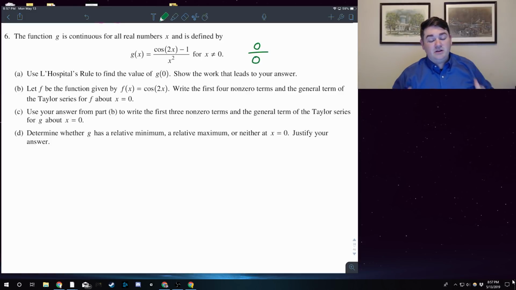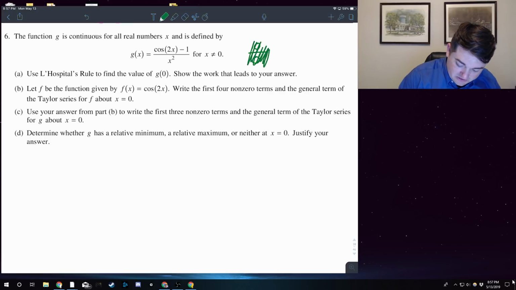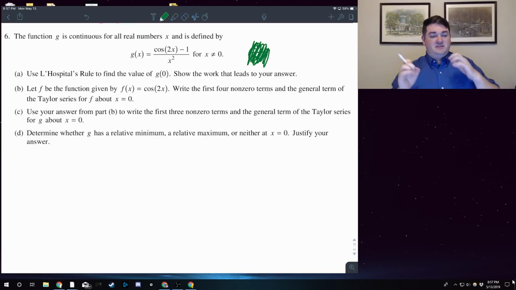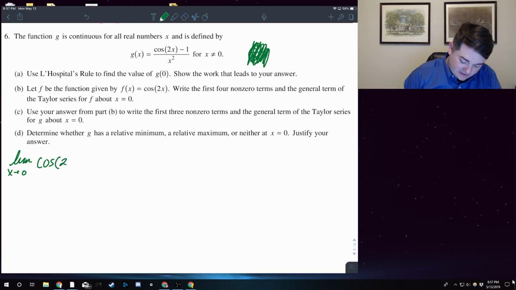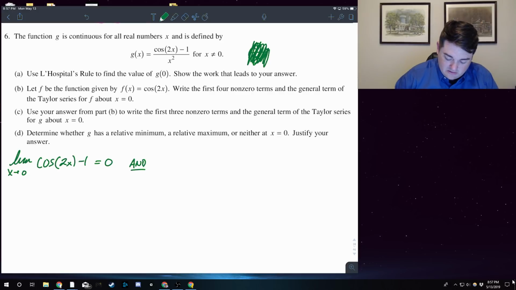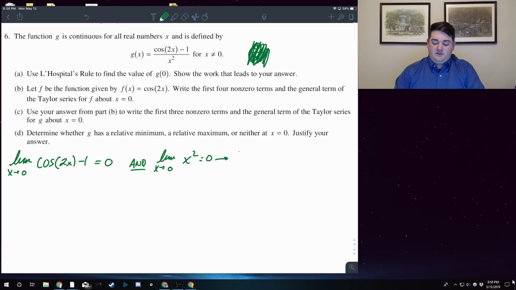Please don't leave this on your test. Destroy the evidence. They do not want to see that. This does not equal 0 over 0. It equals something else. So let's not leave it up to chance here. I'm going to show two limits. The limit as x goes to 0 of the top function, cosine 2x minus 1, equals 0. And the limit as x approaches 0 of x squared equals 0. Therefore, L'Hopital's rule applies. You can write LH, but if you got the time, I would write it out.